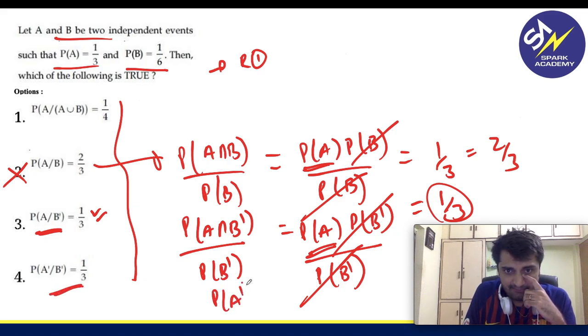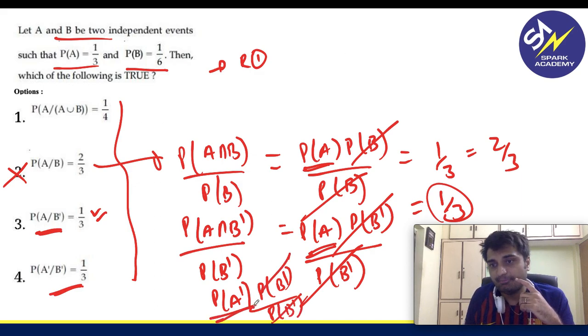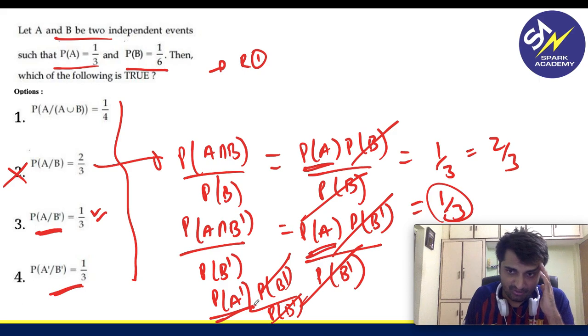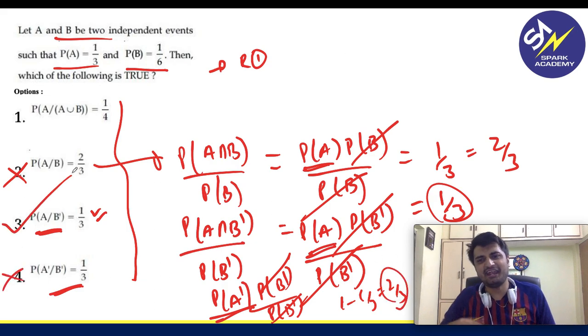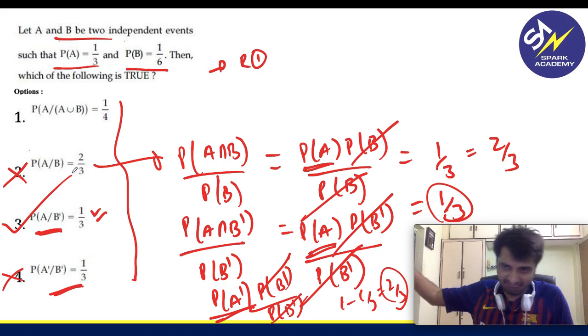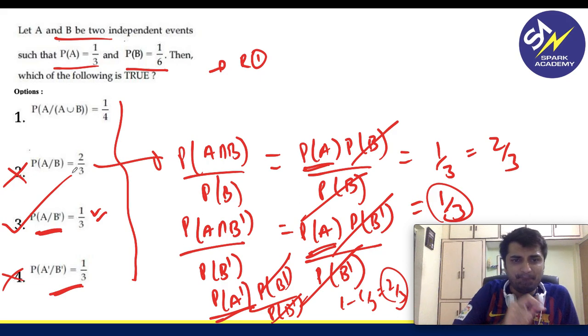P of A bar into P of B bar whole divided by P of B bar. Cancel, cancel. P of A bar is what I'm getting, right? P of A bar is 1 minus 1 by 3, 2 by 3. Is that possible? No. Third option answer. Straight option, simple option verification. Completed.